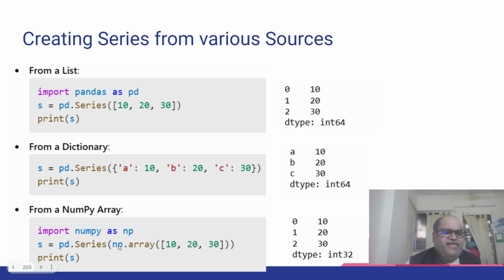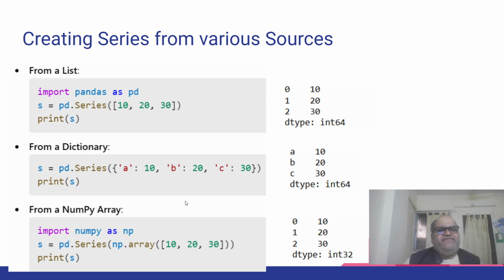So that's what you see in the third example, where you are importing numpy as np first, and then we are passing np.array 10, 20, 30 to this pd.Series function. What you will get here is pretty similar to what you saw in the case of the list. So default indexing of 0, 1, and 2, and then your values of 10, 20, and 30. The advantage of this is that your dtype has gone much down to int32. Earlier it was int64.